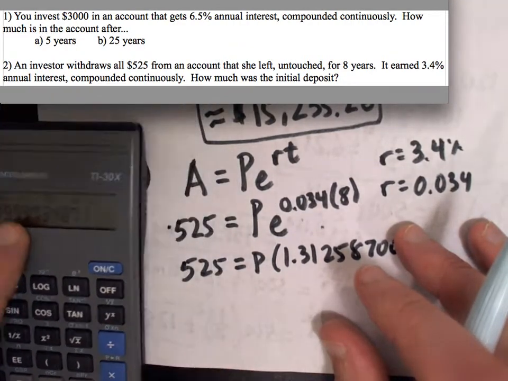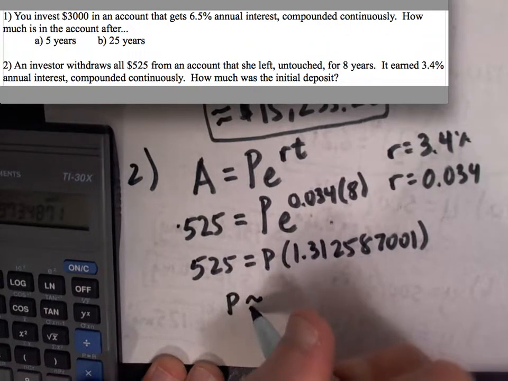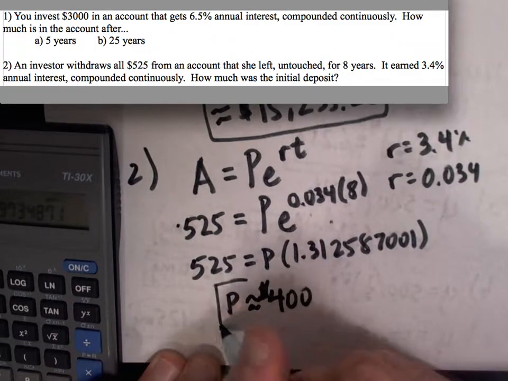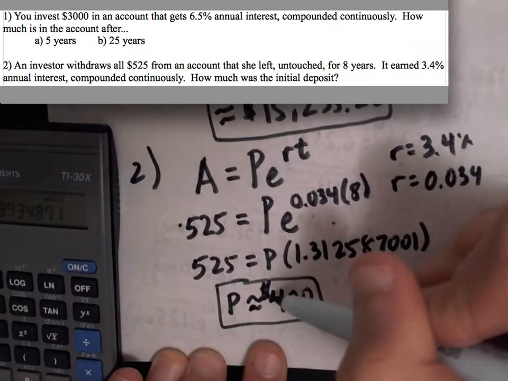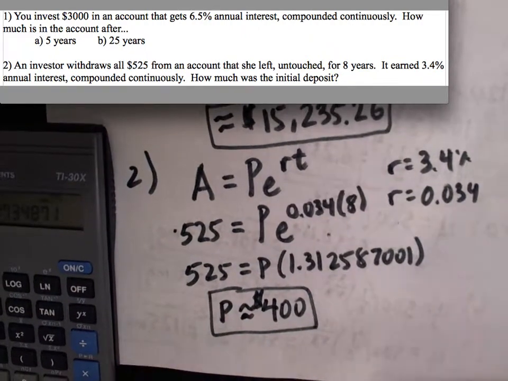So 399.97. Because of the rounding, I'm pretty sure that P was equal to $400, but I'm just going to put approximately. So our initial deposit was $400. And you could plug it in here and check it, and it'll give you back pretty much 525. So there you go. There's our 2 compound interest problems.